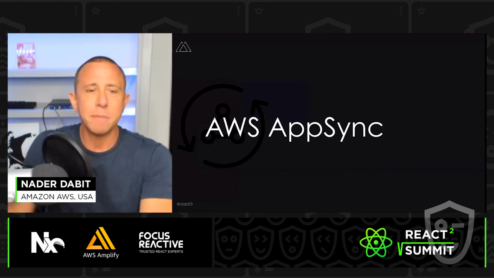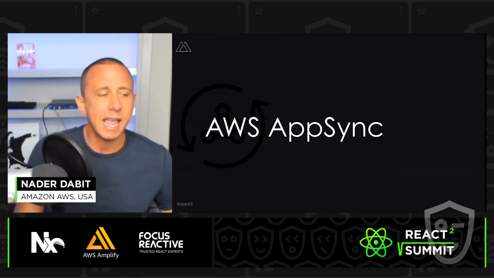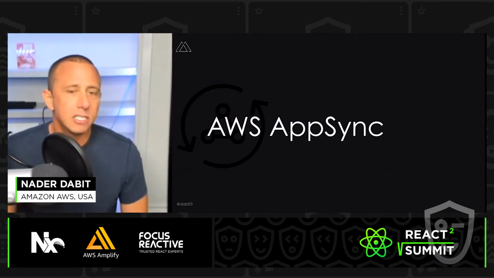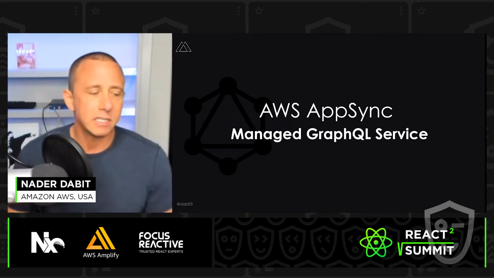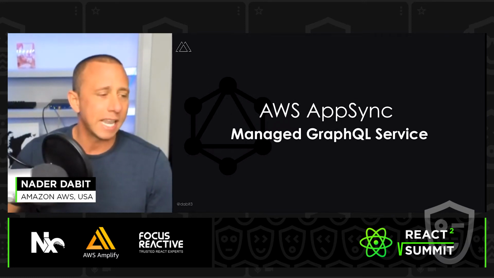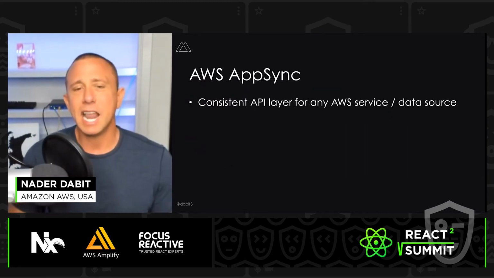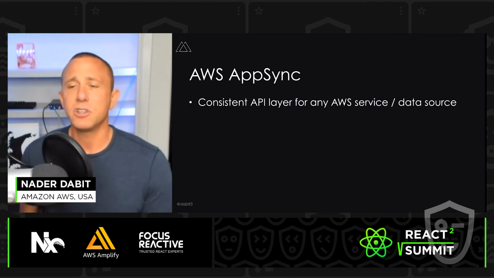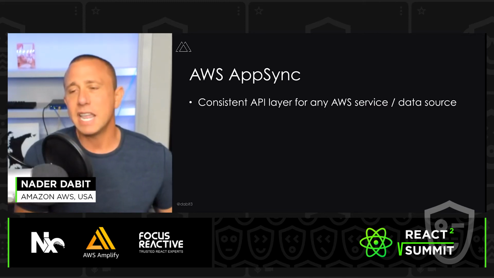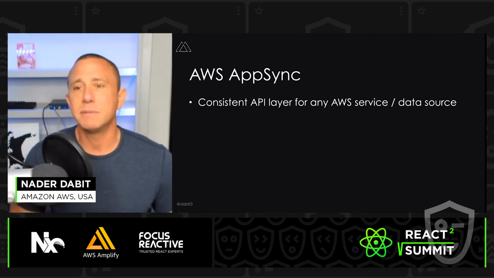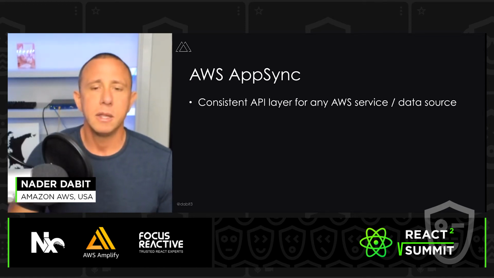Let's now talk about AppSync, and then we're going to talk about CDK, and then we're going to do a live demo. So AppSync is a managed GraphQL service, and it's built using a lot of really scalable infrastructure on AWS. So AppSync provides a consistent API layer for any AWS service or any data source. And these data sources don't have to live on AWS. They can pretty much live anywhere as long as they have some type of HTTP access or some type of access to your data center, which is also available as well.